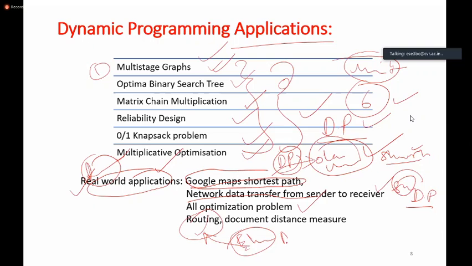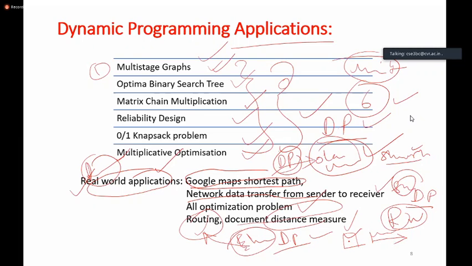They're using this dynamic programming for their routing of poles and document the distance measure. That means, for example, if I want to compare two documents, whether they are matching or not. For example, the revenue department will check whether a document is correct or not. How can they check?